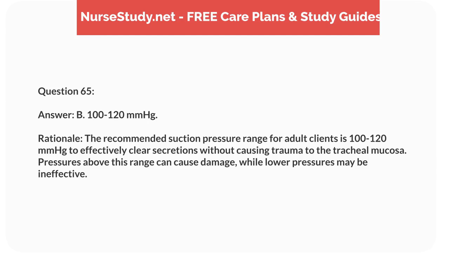Answer B. 100 to 120 millimeters of mercury. Rationale: the recommended suction pressure range for adult clients is 100 to 120 millimeters of mercury to effectively clear secretions without causing trauma to the tracheal mucosa. Pressures above this range can cause damage, while lower pressures may be ineffective.